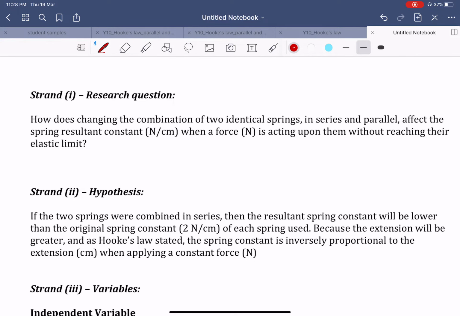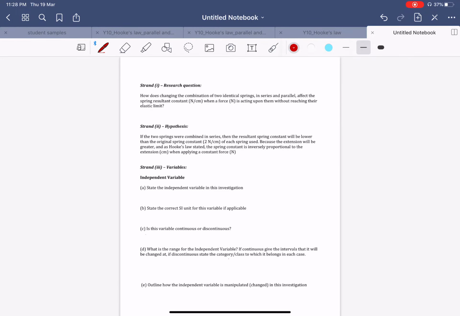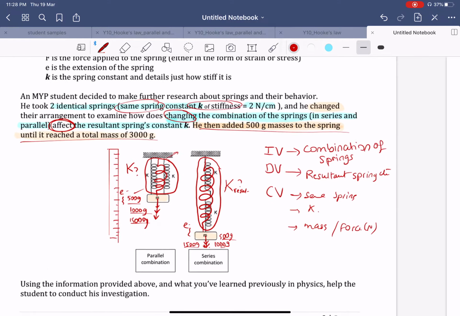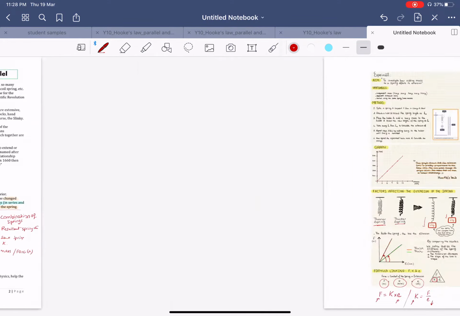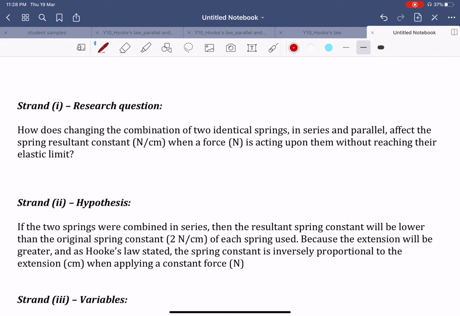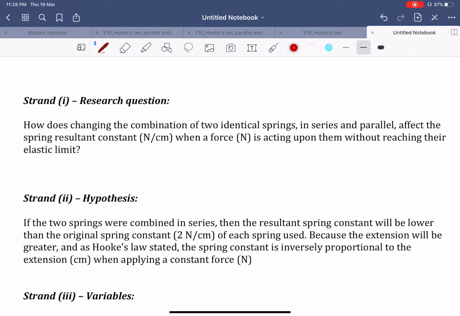Oh, research question. If you did not get the things from this paragraph, then the research question or the hypothesis, both of them would clearly give you the independent, dependent, and the control. Why? Because we already know that in a research question, the pattern is: how does changing the, and then comes the IV, affect the, and then comes the DV. That's the pattern that you learned. Okay? So how does changing the combination of the two identical springs in series and parallel affect the spring resultant constant in Newton per centimeter?